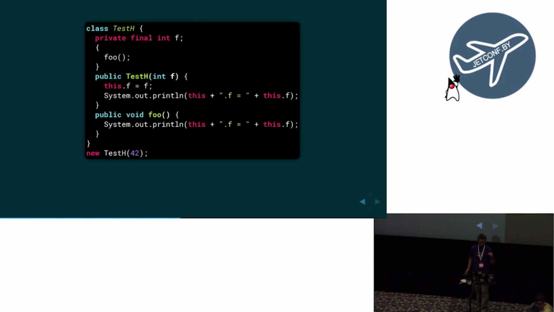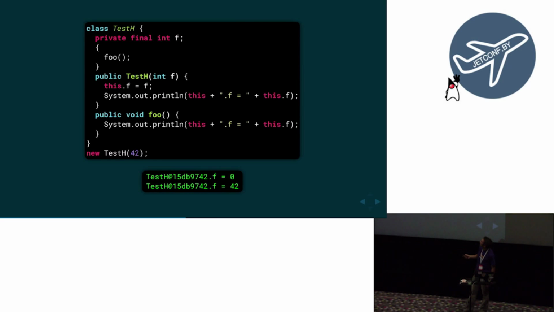So now we come to another problem which can happen with finals. People usually think that it's good to have finals and they can safely be used. But if you take this example here, we have a final field f and we have an instance initializing block, which calls a function foo. And foo prints the value of f, but actually we only initialize f in the constructor, not right at the declaration time. So this program will first print f equals 0, and then f equals 42.